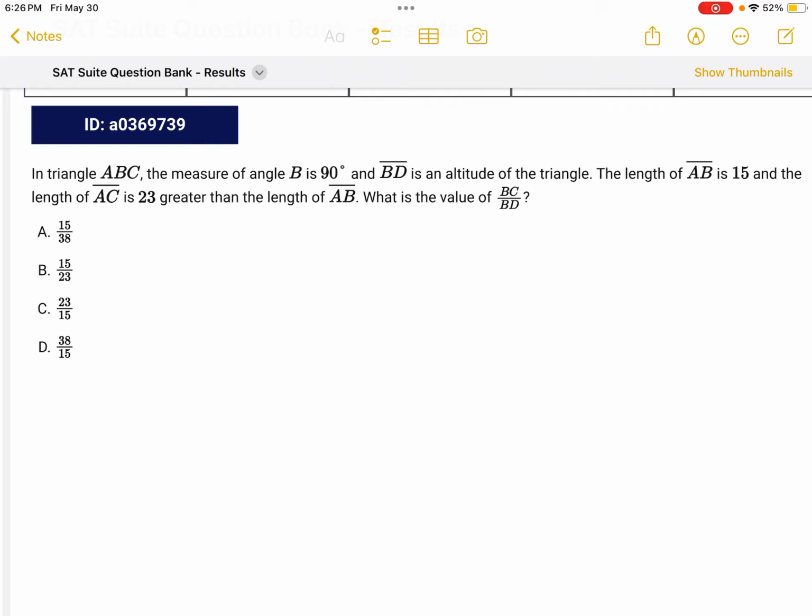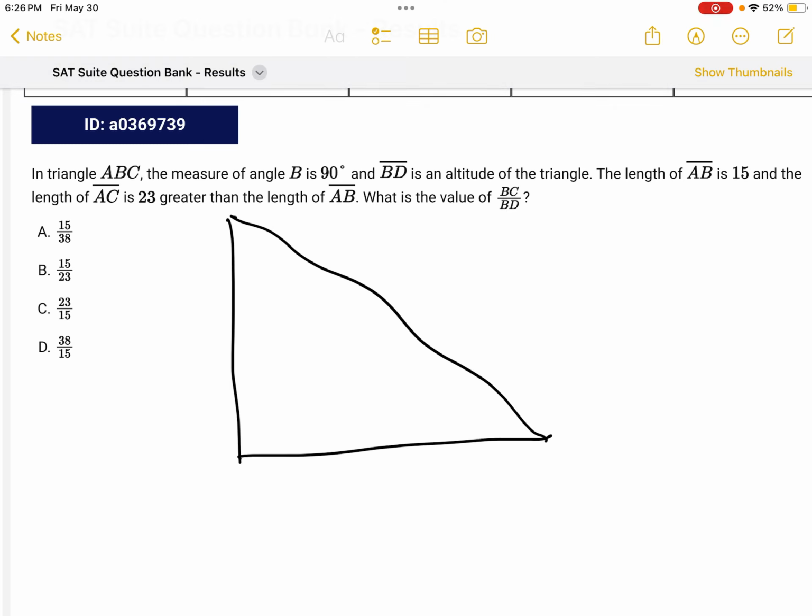In triangle ABC, the measure of angle B is 90 degrees and BD is an altitude of the triangle. The length of AB is 15 and the length of AC is 23 greater than the length of AB. What's the value of BC over BD?